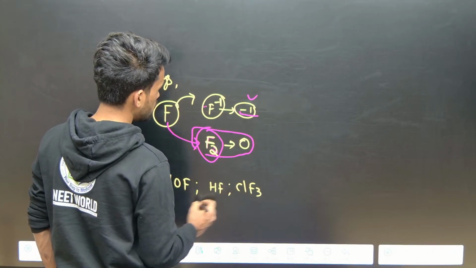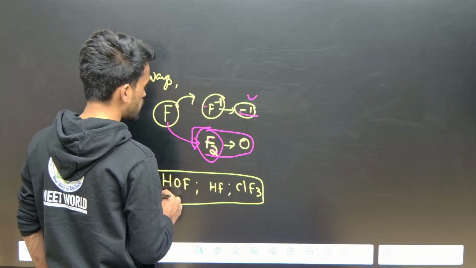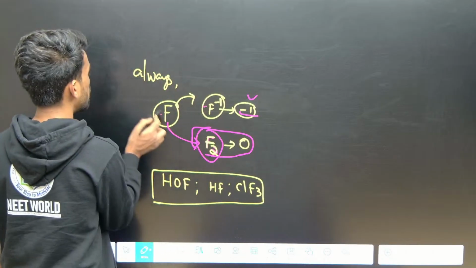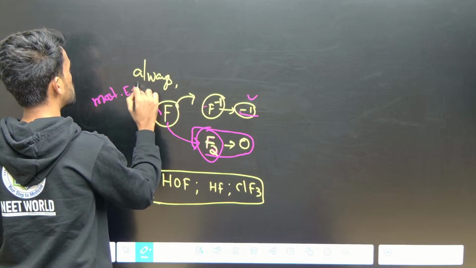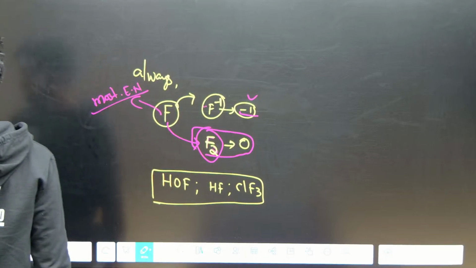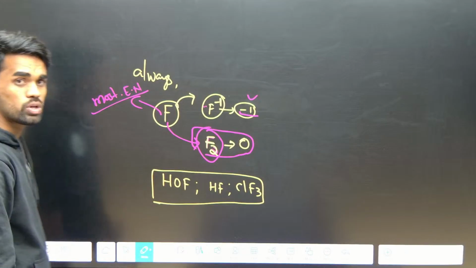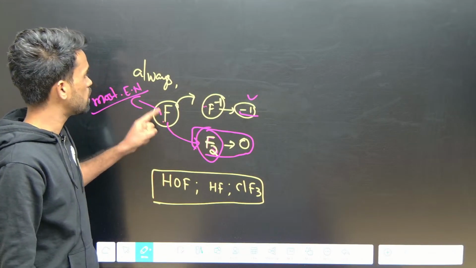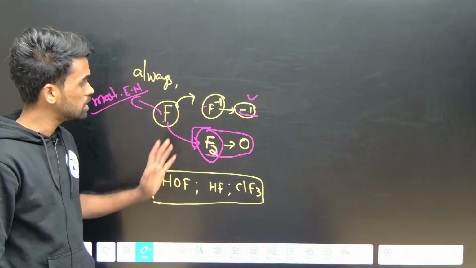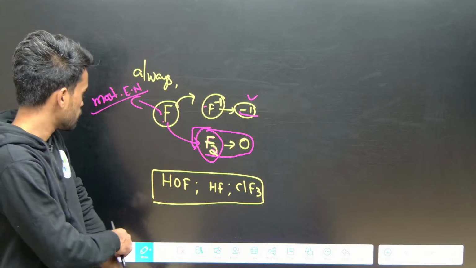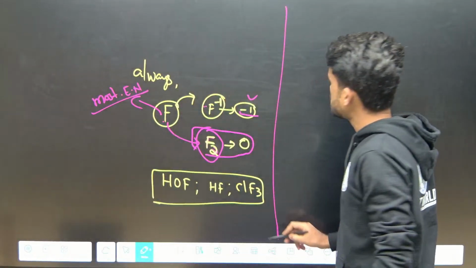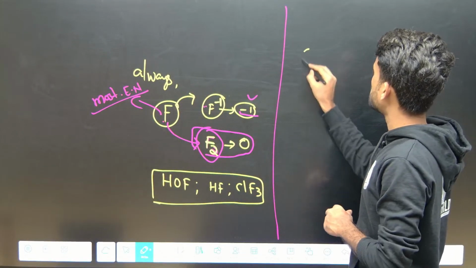See, why? You should get a doubt, sir, why it is minus all the time? Because fluorine is the most electronegative element in the periodic table. So due to its high electronegativity, fluorine will always be in -1 oxidation state when it is combined with any other elements except with itself.